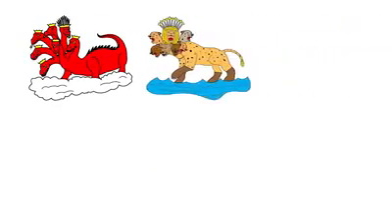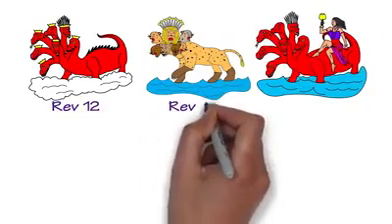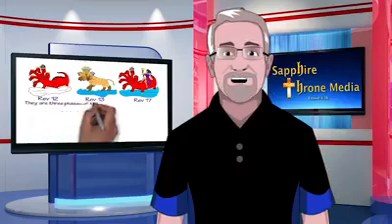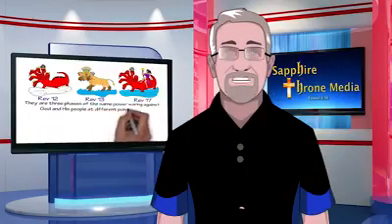After comparing these points of commonality between the 3 7-headed beasts, it's easy to see they are simply 3 phases of the same power warring against God and his people at different points in time.